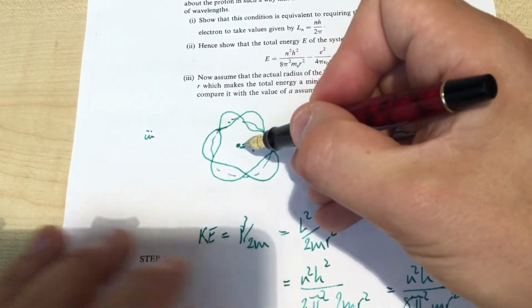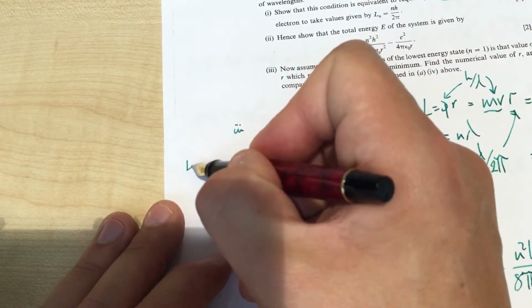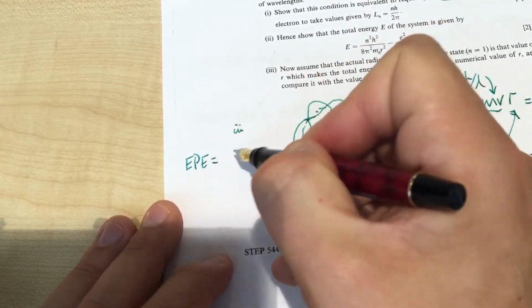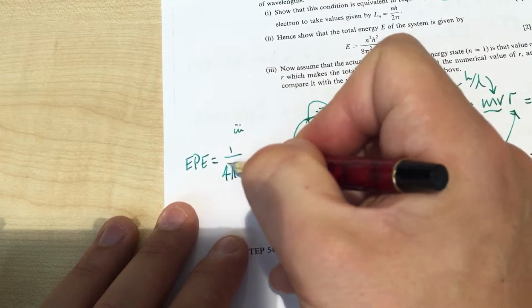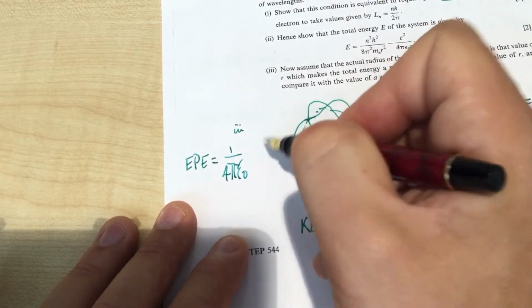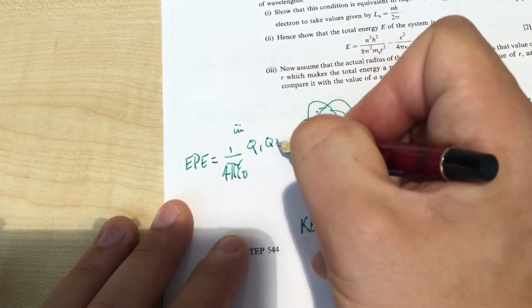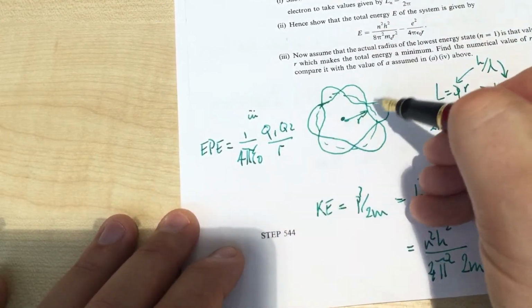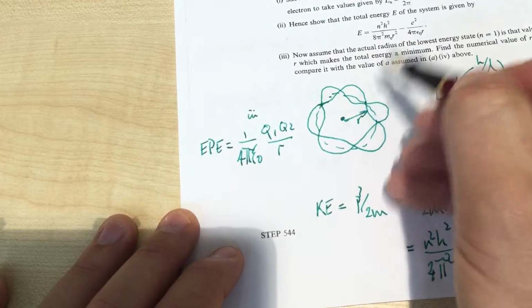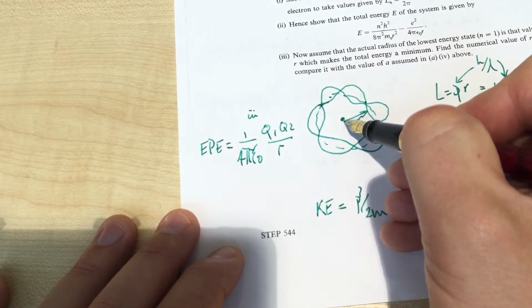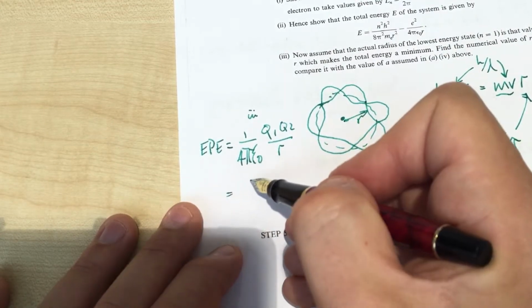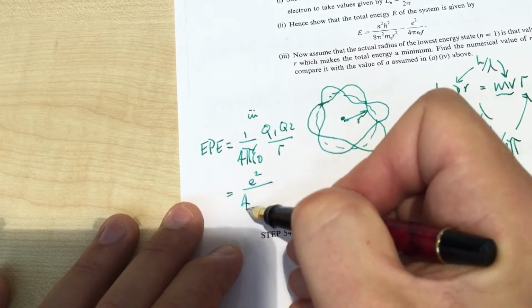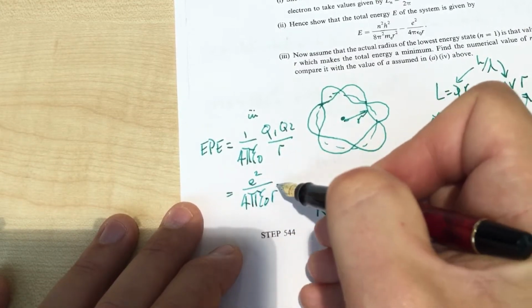However, we know there's a potential energy associated with it, and the electrical potential energy is going to be 1 over 4 pi epsilon naught Q1 Q2 over r. And I know that the charges, this is the charge of an electron, because it's hydrogen, and that's the charge of the proton, the positive charge. That gives me e squared over 4 pi epsilon naught r.